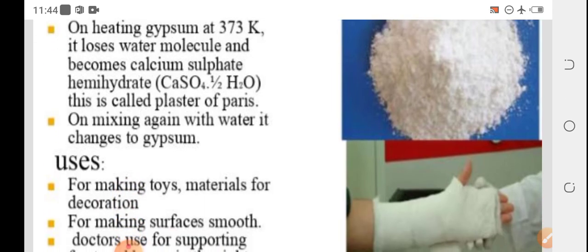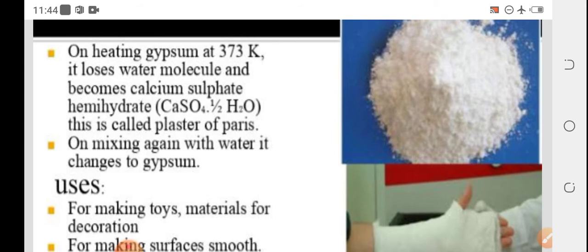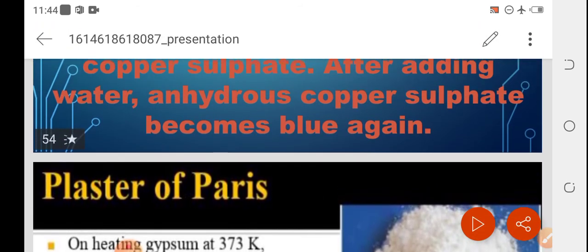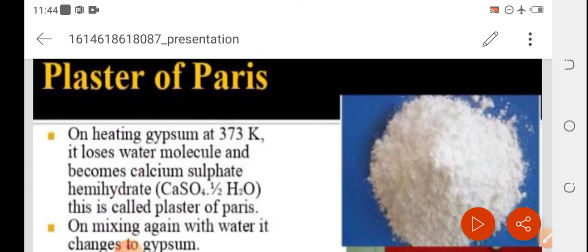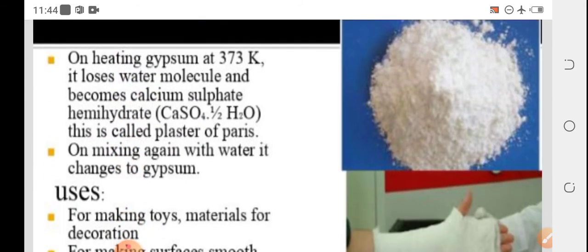Next, what about plaster of Paris? This is the plaster of Paris we use in our daily life, made by heating gypsum. On heating gypsum at 373 Kelvin, it loses water molecules and becomes calcium sulfate hemihydrate, that is CaSO4 1/2 H2O. This is called plaster of Paris.